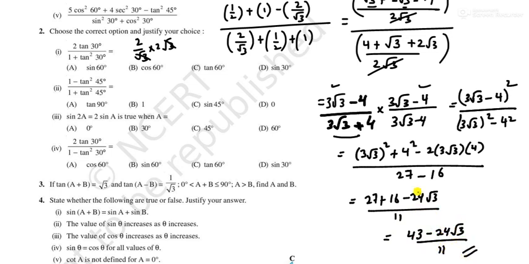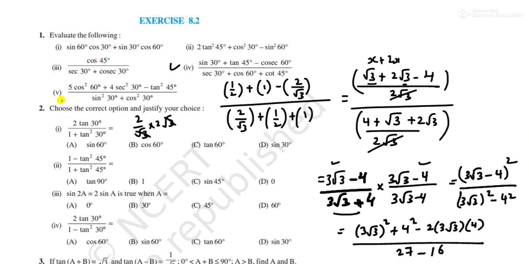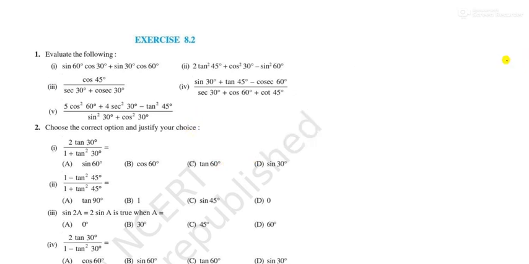So on solving, the final answer will be 43 minus 24 root 3 divided by 11. Okay, so again we have followed the same steps. If there is some mistake in the third one, the method is same. You will get the same answer as provided in the last page of your book, that is in the answer section, but you have to follow the same method. Got it?